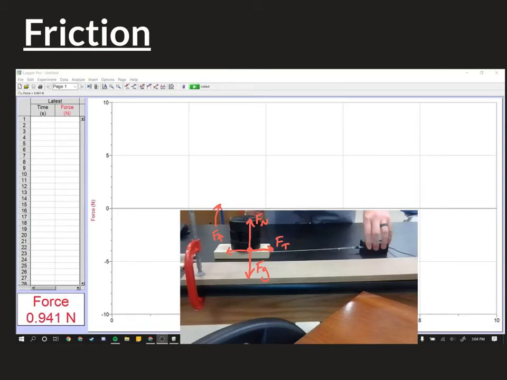Now this is a specific type of friction called static friction. Static means not moving. So static friction occurs when an object is being kept from sliding and it is not moving. Let's keep going.